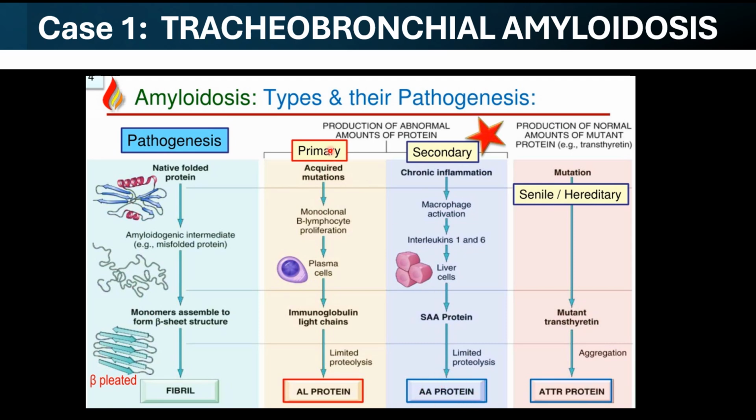Apart from that, there can be primary amyloidosis, in which you see AL protein deposition, or the senile or hereditary type, in which there is production of normal amounts of mutant proteins. These are normal proteins which are folded in an abnormal manner. There are abnormal amounts of mutant protein, which is mutant transthyretin, which gets deposited as ATTR protein.